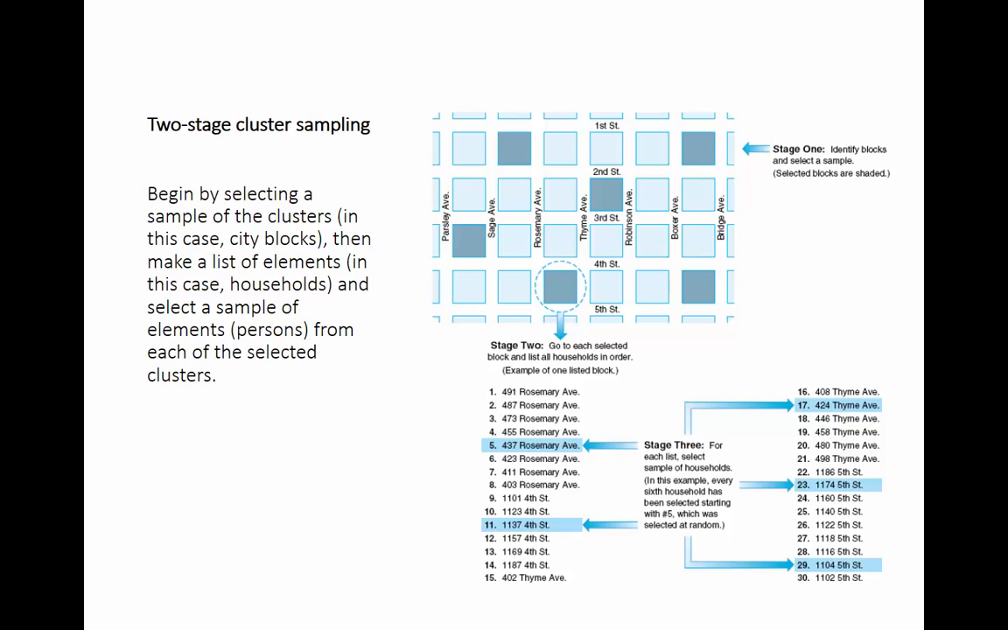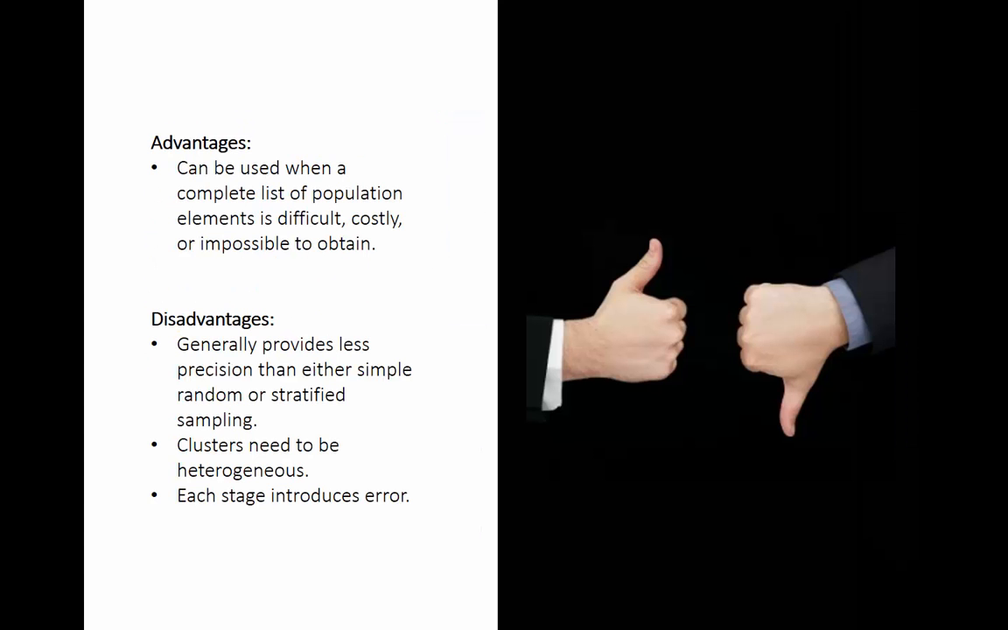That's often used with city blocks. The idea is to begin by selecting a sample of the clusters in the first instance, like city blocks, then make a list of elements, in this case households, and select a sample of elements, persons, from each of the selected clusters. An advantage of cluster sampling is that it can be used when a complete list of population elements is difficult, costly, or impossible to obtain.